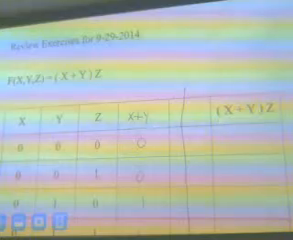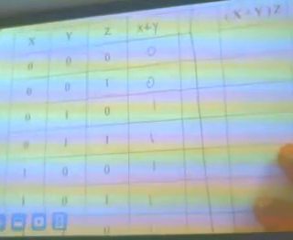You can't see that. I fixed it so I couldn't do this either. Matt, can you see that okay?